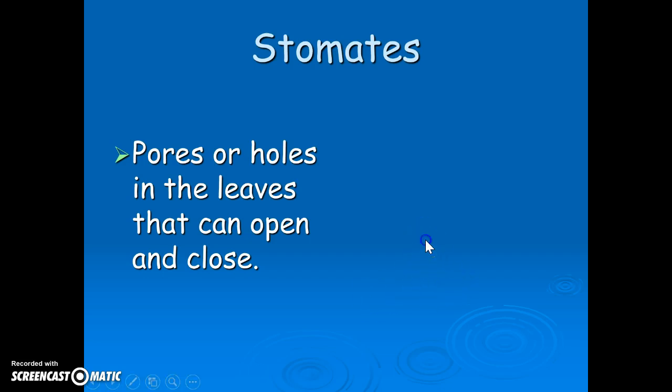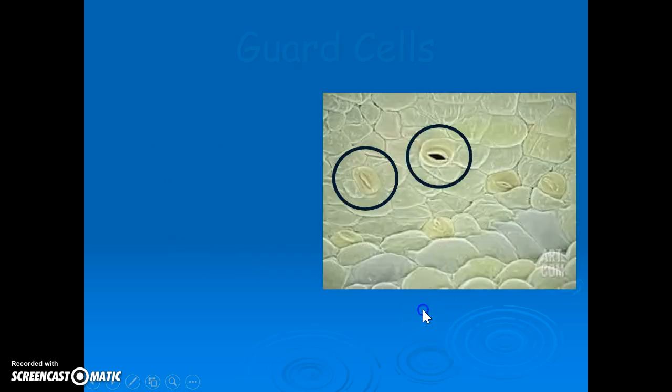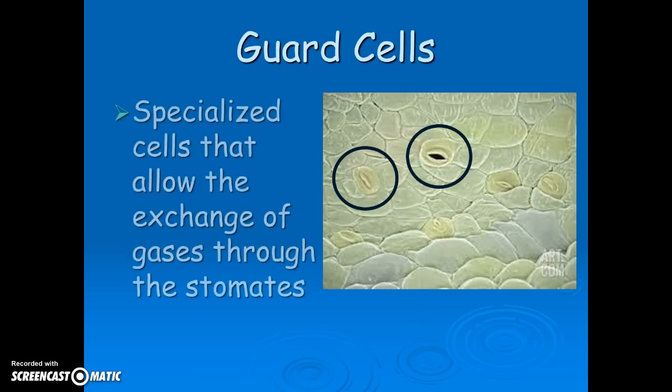So what do stomates look like? They're specialized cells found in the leaves of plants. So in this picture, this would be a normal cell, but then you have this odd-looking cell and this odd-looking cell, and then this opening in the middle is the stomate. So the stomate is like a hole in the leaves of plants. You saw those kind of unusual looking cells on the side of the stomate. These specialized cells allow the exchange of gases through the stomates.